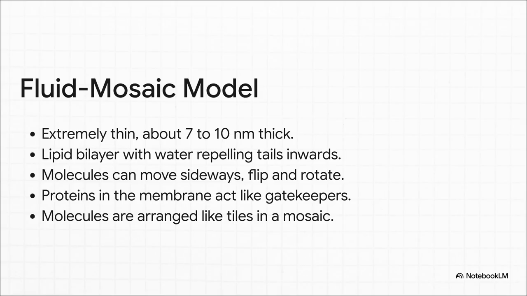And that boundary is described by a pretty famous name in biology, the fluid mosaic model. Get this, it is only 7 to 10 nanometers thick. It's built primarily from what's called a lipid bilayer. But here's the kicker. It's not a rigid, solid wall. It's highly fluid. The molecules making it up are constantly shifting around, flipping, and rotating.